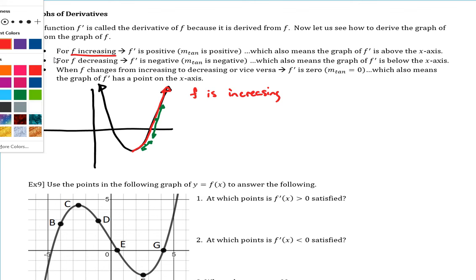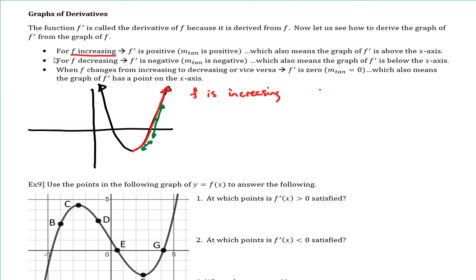Okay, so if f is increasing, that's why our f prime is positive. The other way that they might say that is f prime is greater than 0. So positive numbers are greater than 0. Okay, which means one other thing, when we start to graph just f prime, we know it should stay above the x-axis. Okay, so we'll use that information real soon.